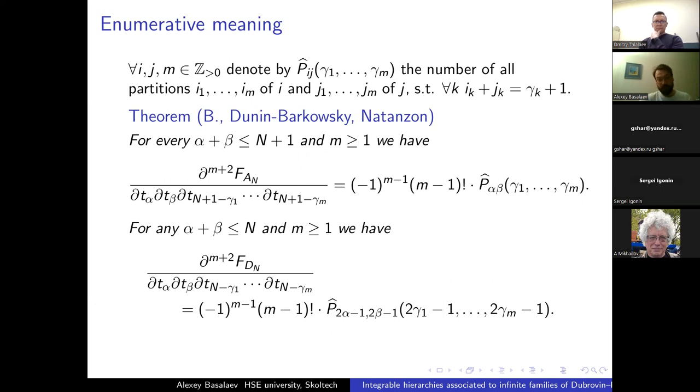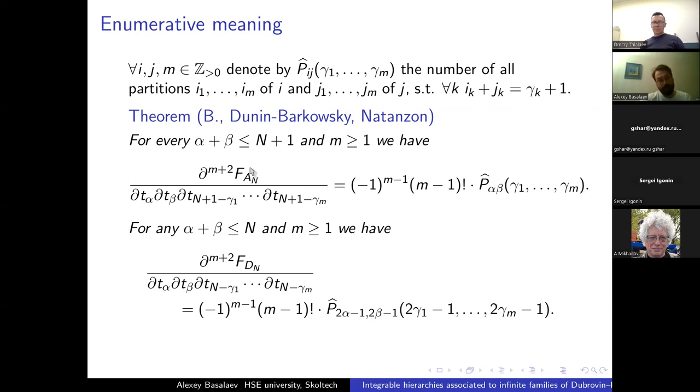If you consider the following numbers, p hat ij, gamma, that will be all partitions of the positive numbers i and j, so that they are not completely independent. So one is the partition of i, another is a partition of j, but then we also have these gammas. And this gamma says that i_k plus j_k should be every time gamma_k plus one. So such a number of partition.